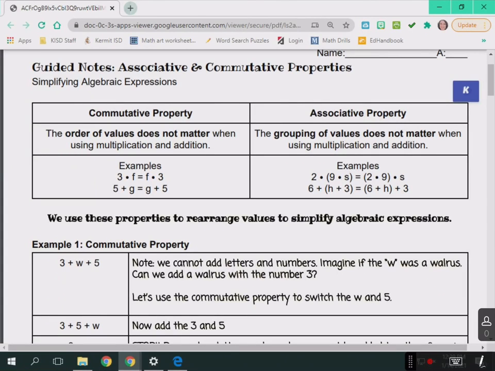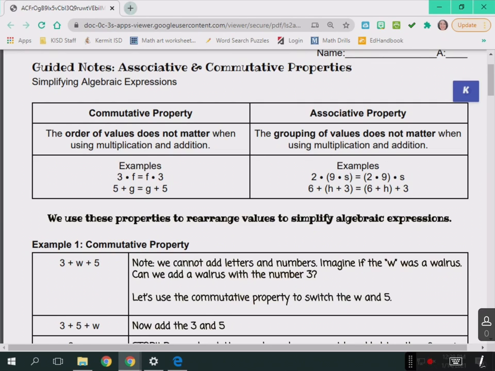All right, so today we are going to be working with associative and commutative properties. These are properties that we use in algebra to simplify expressions. Commutative property is the order of values does not matter when using multiplication and addition. So 3 times f is the same as f times 3. An associative property is where the grouping of the values does not matter when using multiplication and addition.